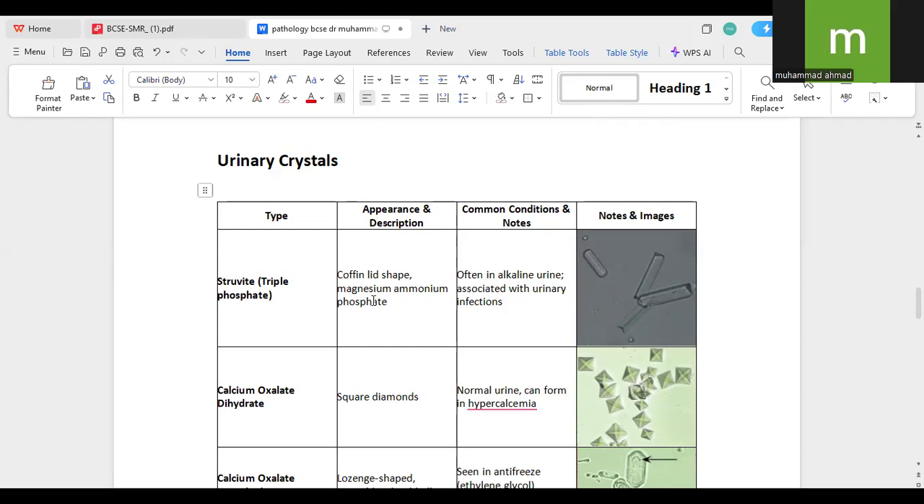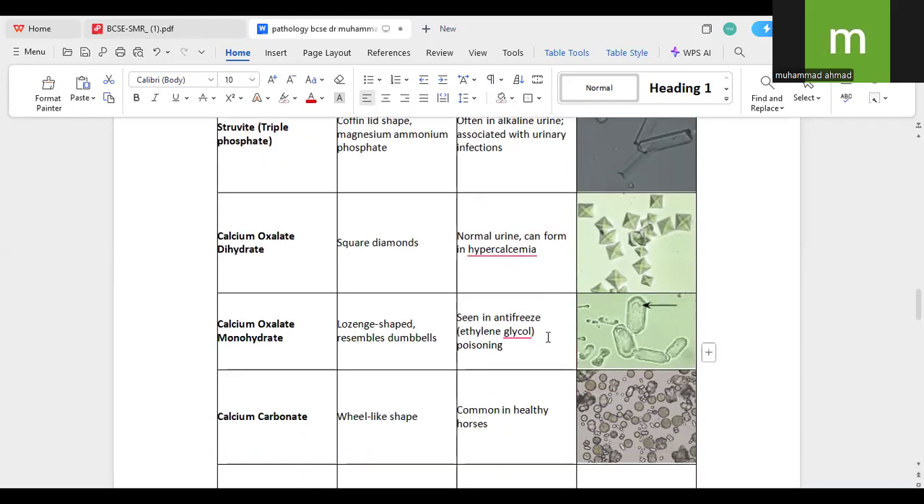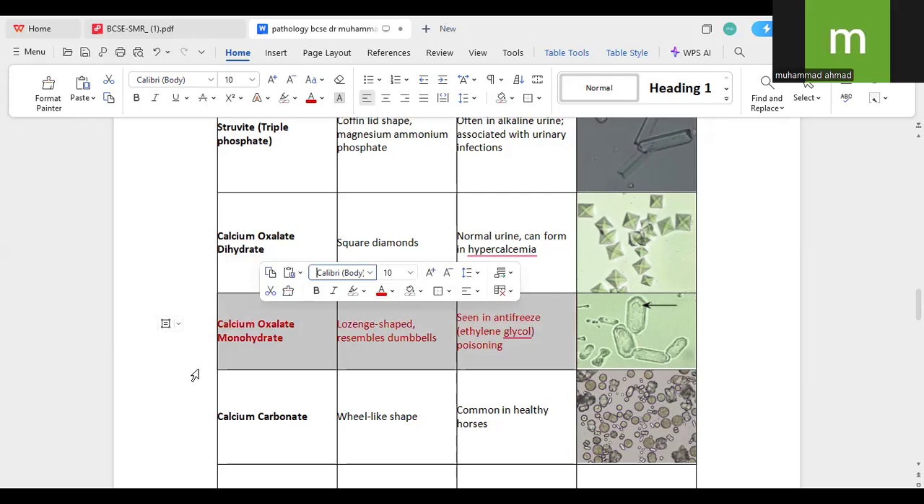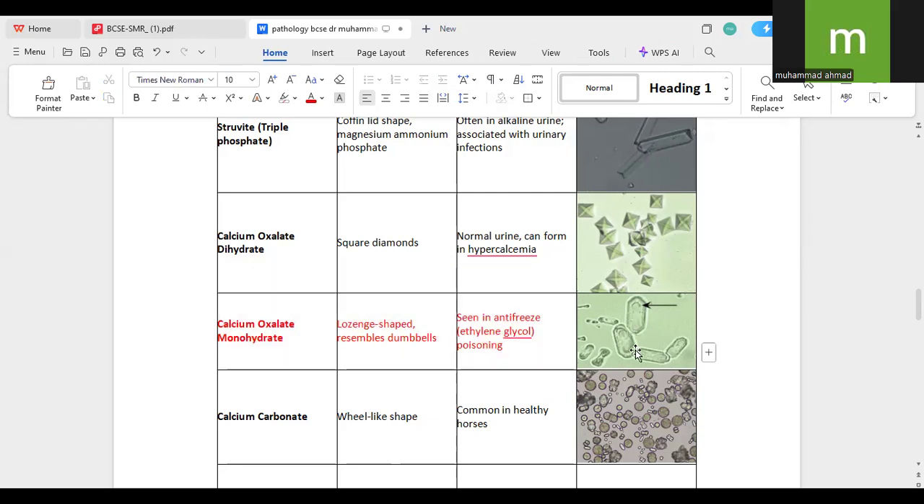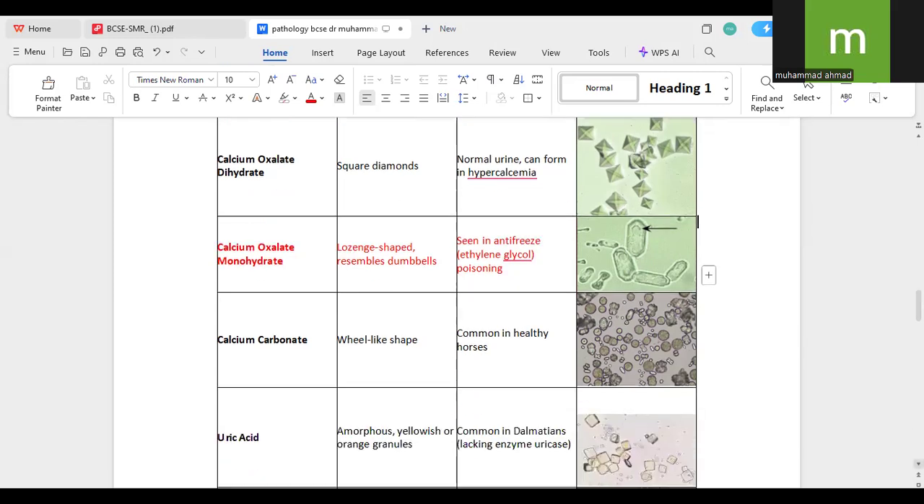These are the coffin lid shaped magnesium ammonium phosphate crystals, triple phosphate. Calcium oxalate, these are the square diamond, normal urine can form in hypercalcemia. When there is a high level of calcium oxalate monohydrate, this is important. You can see the calcium oxalate monohydrate crystal in ethylene glycol toxicity. Their shape is like dumbbells, weight dumbbells.